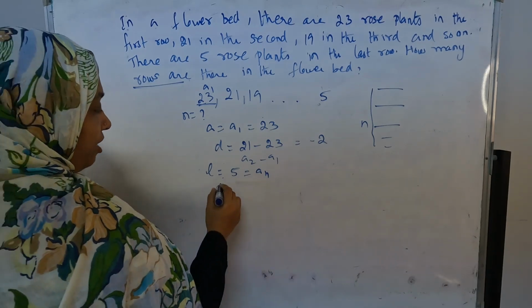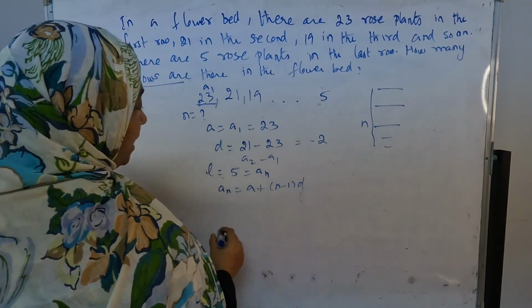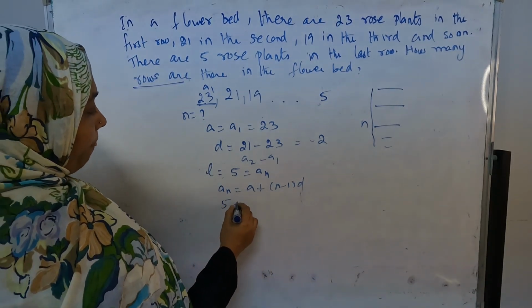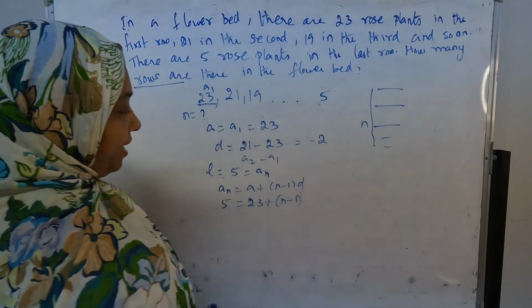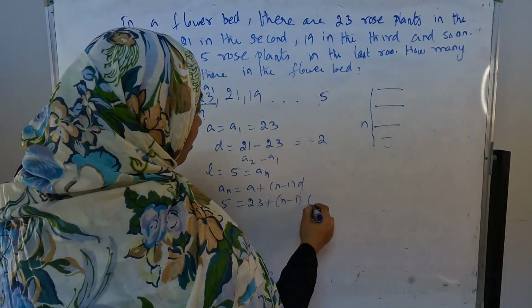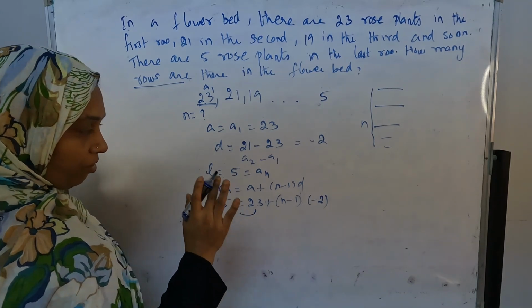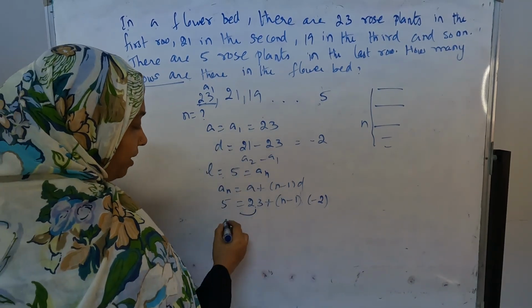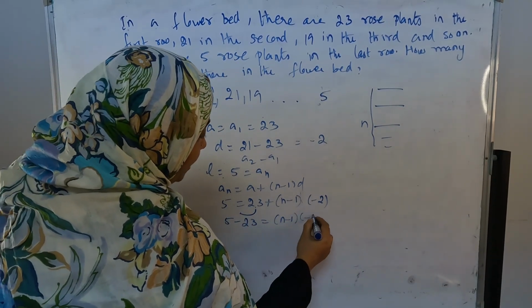Okay, we can easily find it using the an formula: an = a plus (n minus 1) into d. an is 5, and a is 23 plus (n minus 1), n is what we are coming here to find, and d is minus 2. Now first you move this one only. Don't move anything else. So 5 minus 23 is equal to (n minus 1) into minus 2.